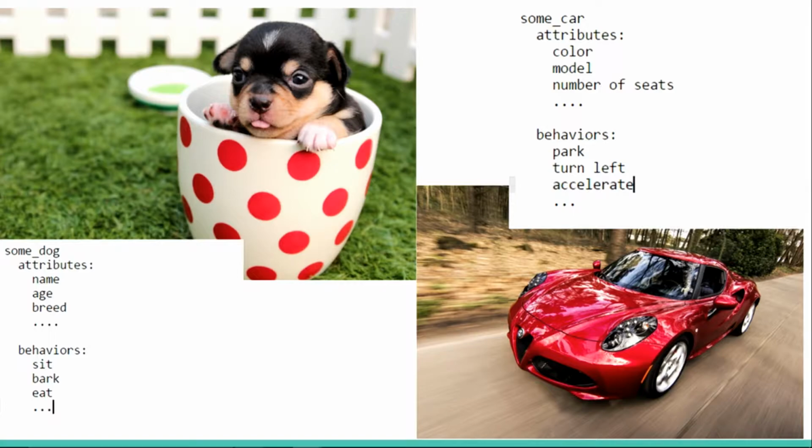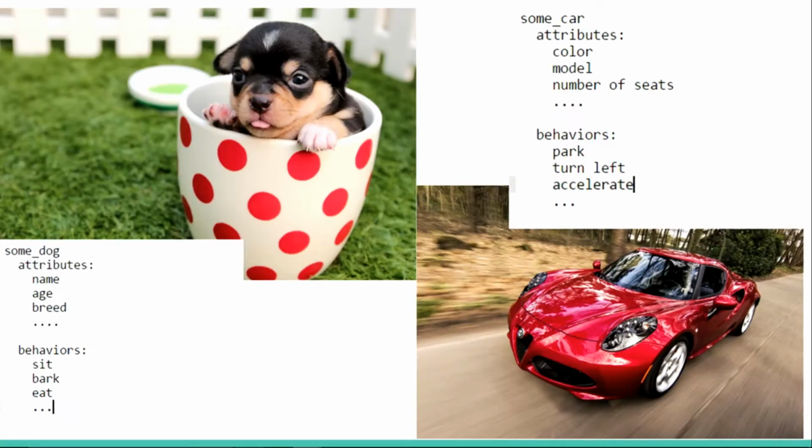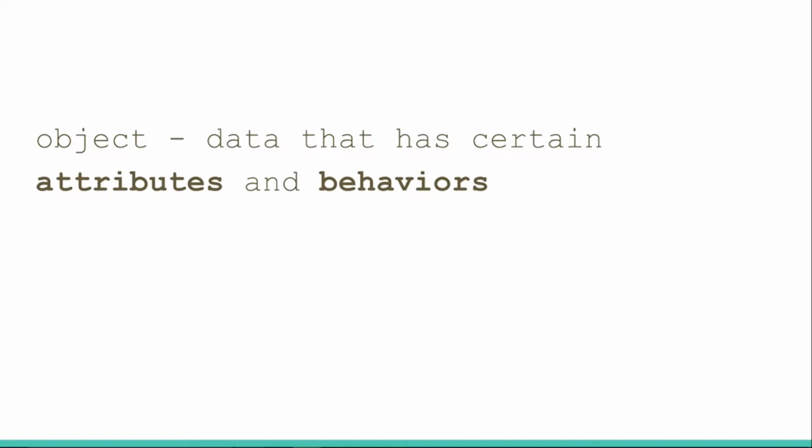So, an object in terms of programming can be thought of as some data that has certain attributes and behaviors, so that it may do things such as represent a car or a dog or whatever object you wish to represent in memory. So, an object is merely some data stored in memory that has some attributes and behaviors.